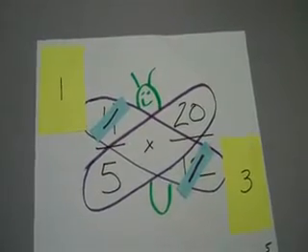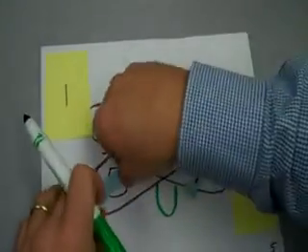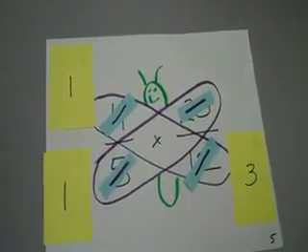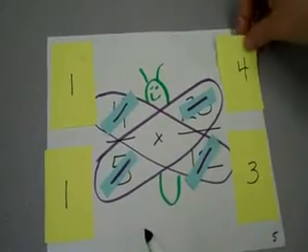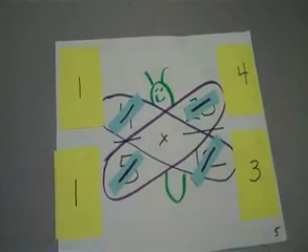5 and 20 share the common factor of 5, so we'll divide a 5 out of both of those. 5 divided by 5 is 1. 20 divided by 5 is 4. Essentially creating a much simpler problem.